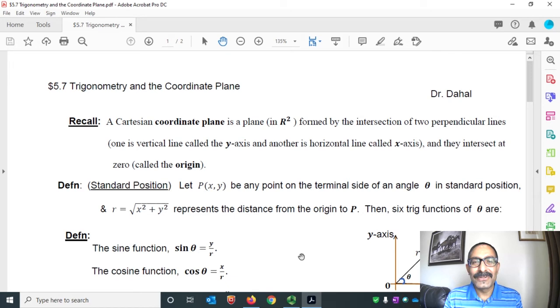In today's class I am going to cover trigonometry and the Cartesian coordinate planes. So let me start the class right away.